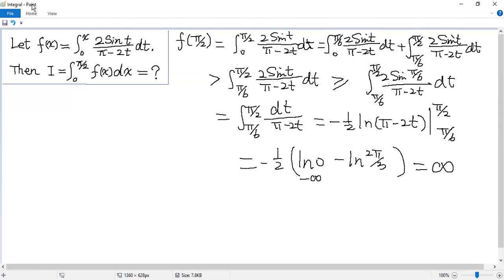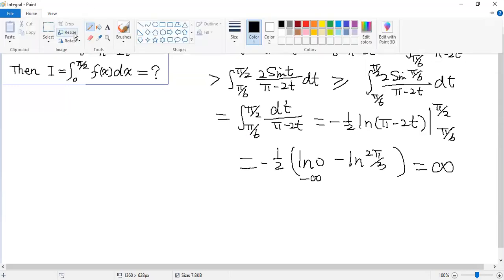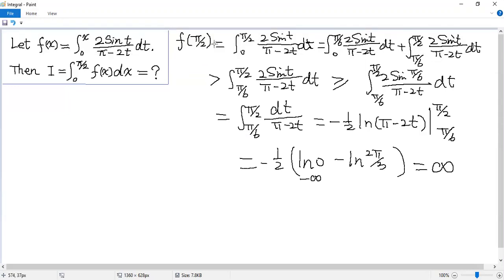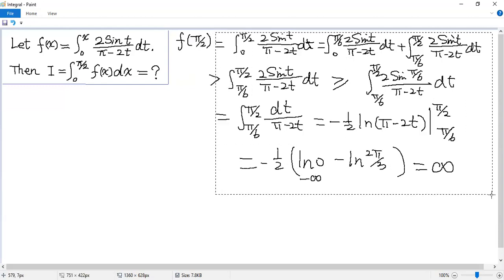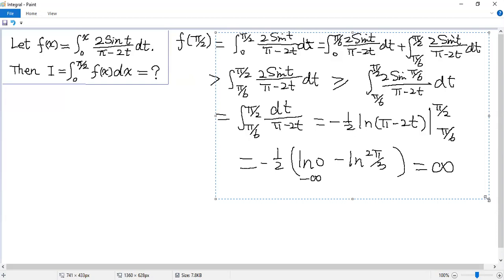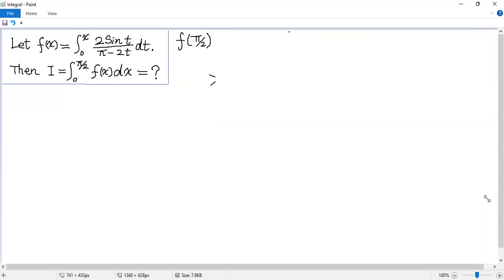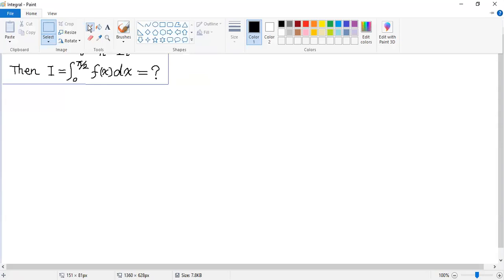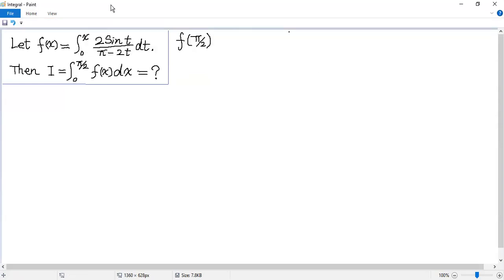So I just erase this part. Erase all of them. So we know that f at pi over 2 is positive infinity.